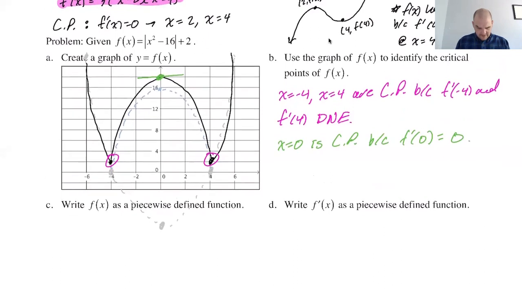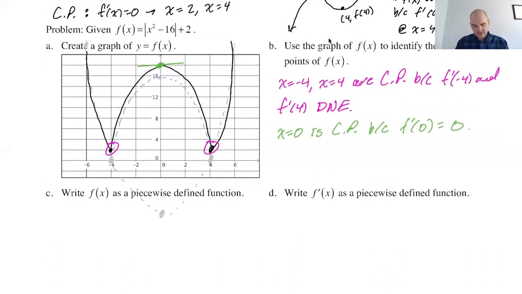We want to write f of x as a piecewise defined function. There's an absolute value involved, and that's the key thing here. The absolute value of x squared minus 16 is x squared minus 16 anytime x squared minus 16 is already positive. If you look at the graph, we can see two places where that already happened, here and then here. Those are the places where we didn't need to reflect because it was already positive.